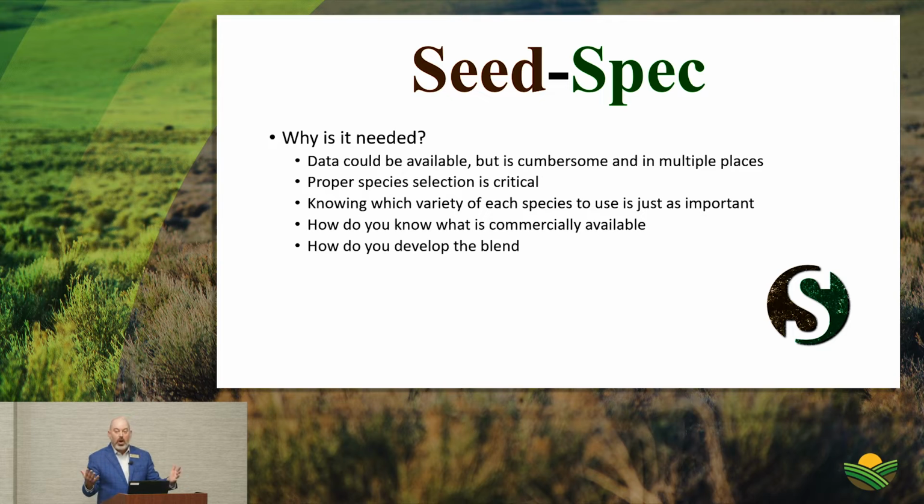So how do you know? You spend the time to find all this data. How do you know what's commercially available? Your seed dealer is going to have more than 2, but there's always that little bit of disappointment. I worked to develop this blend that's going to fit my area, and not all of it's available. And then with all these species in this list, how do I create the blend? How do I know how many of them to put in?